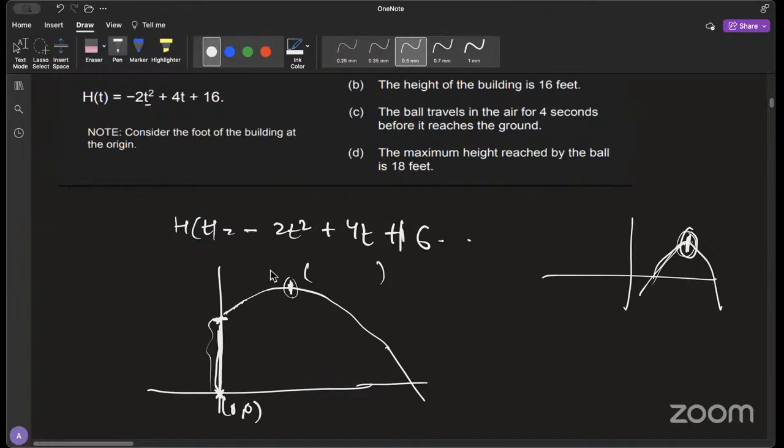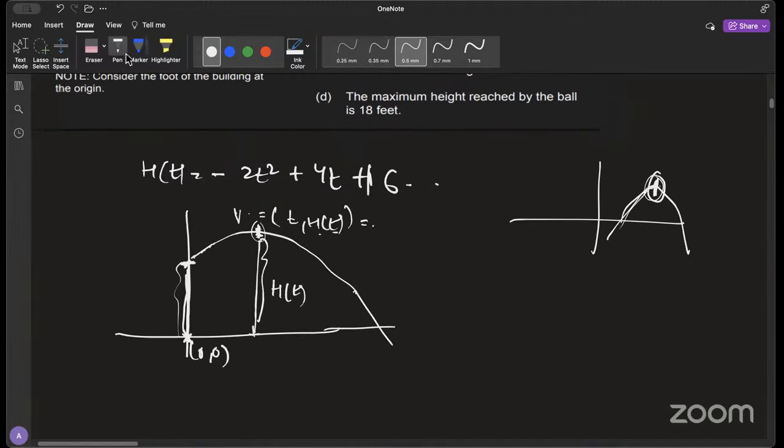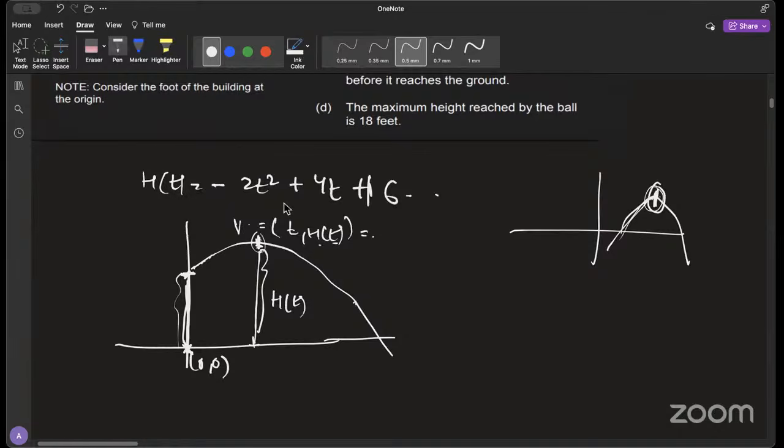Because if this is your vertex, it's of the form (t, h(t)). So this t gives you the time it takes to reach the vertex, and h(t) gives you this height. Is it multi-select option? Yeah. Ma'am, options A, B, D should be answered. Let's first find the maximum point, the vertex point.